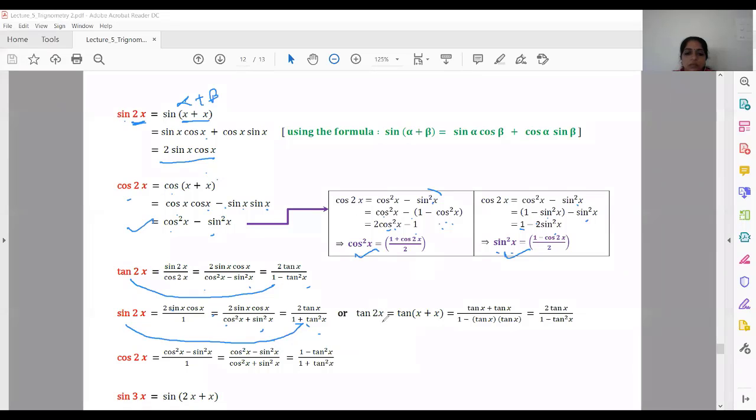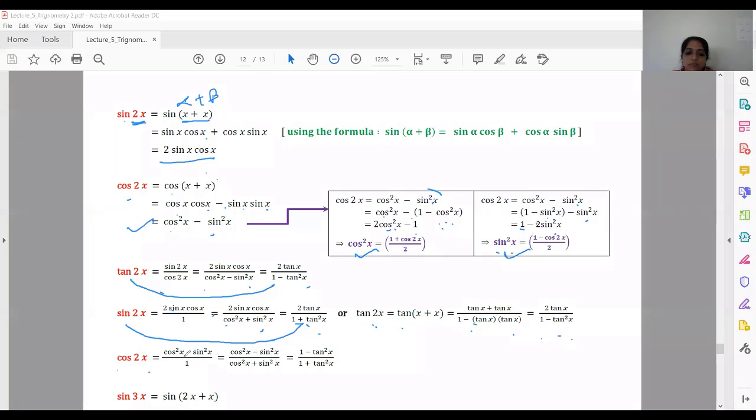Now, tan 2x is tan of x plus x, so tan x plus tan x upon 1 minus tan x into tan x. So 2 tan x upon 1 minus tan square x. Both are the same formula. Here we prove this formula with the help of sin 2x and cos 2x, and in this case we prove it with the help of the tan function.